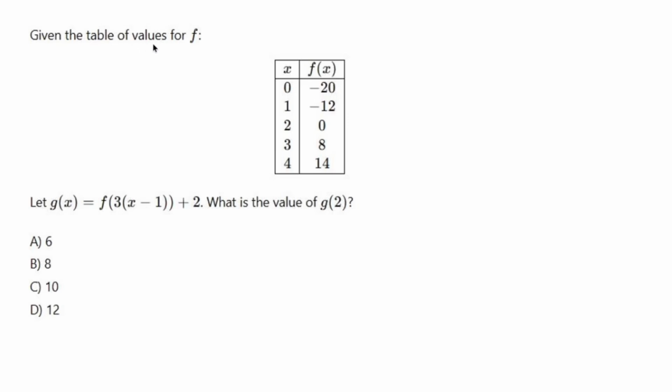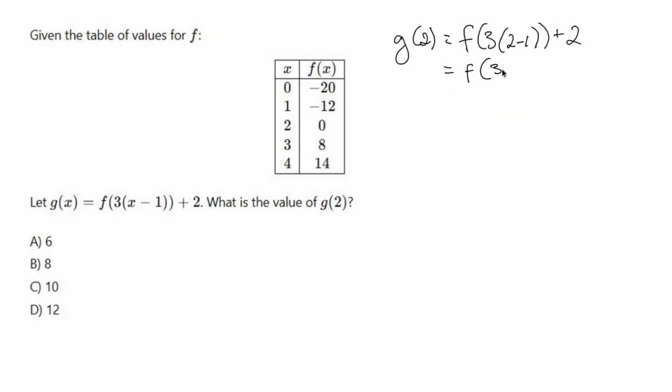Given the table of values for f, where we have a bunch of x's and we have an f, let g of x equals f times the quantity 3 times x minus 1, close it, plus 2. What is the value of g of 2? All right, okay. G of 2 is going to equal f of 3 times 2 minus 1, close it, plus 2. So let's do some PEMDAS.